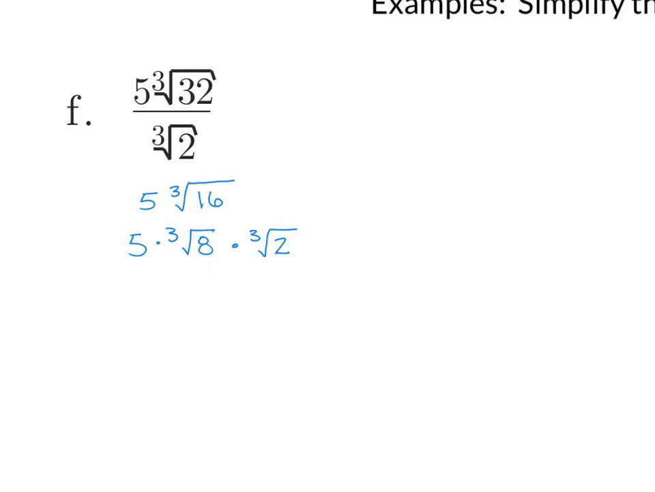This is being multiplied by the 5. Remember, everything here is being multiplied. And so now we can go ahead and simplify the cube root of 8. Cube root of 8 is equal to 2. And now that it is outside the root, I can go ahead and multiply it with 5. So we get 10 cube root of 2. That takes care of example F.